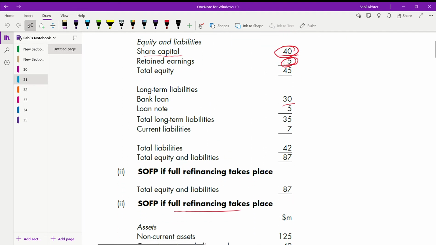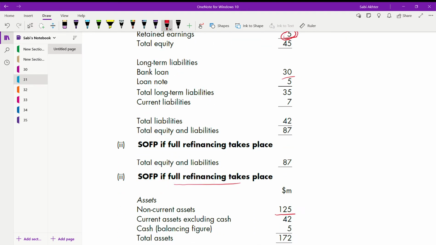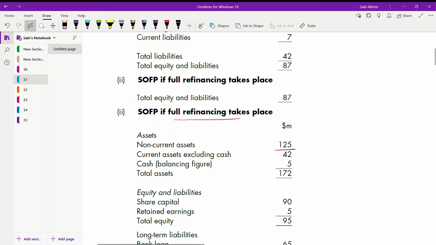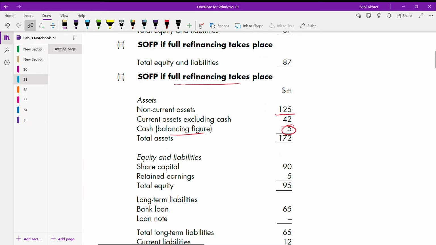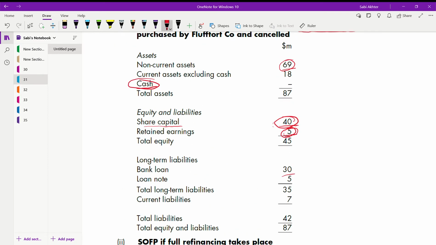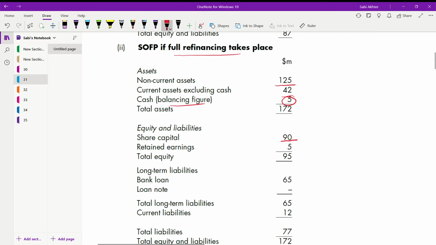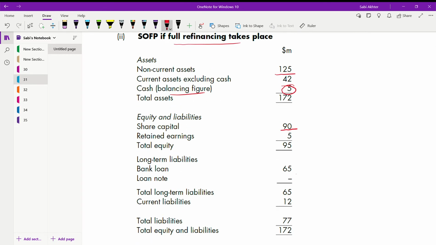Because when you see here, assets increased. Can you see? Because this is now full refinancing. That's why assets increased. Now we have cash also, and cash is a balancing figure. Otherwise, your balance sheet should balance. If your balance sheet does not balance, you are incorrect. Now, if you see your share capital increased, before it was how much? Originally 40. Now it is 90. And here, if you see, no loan note because of that refinancing, and your long-term liability increased to 65. Before, how much was it?